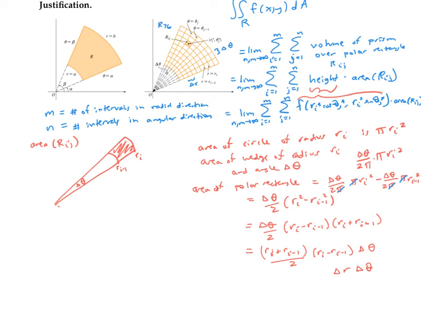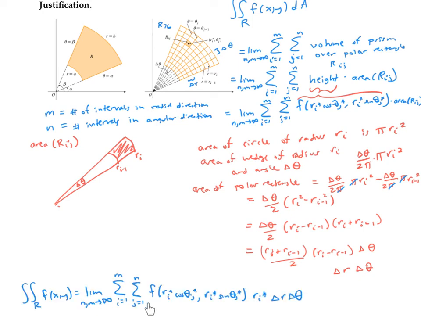So in my limit of Riemann sums, I can replace this area with the formula r_i star times delta r delta theta. I'll write that down here. As I take the limit of Riemann sums and pass to integral notation, this delta r delta theta becomes my dr d theta. The r_i star and theta_j star just become r and theta, and my summation becomes my integral sign. So notice that this extra factor of r in my area element came from the calculation of the area of a polar rectangle as given by this quantity.